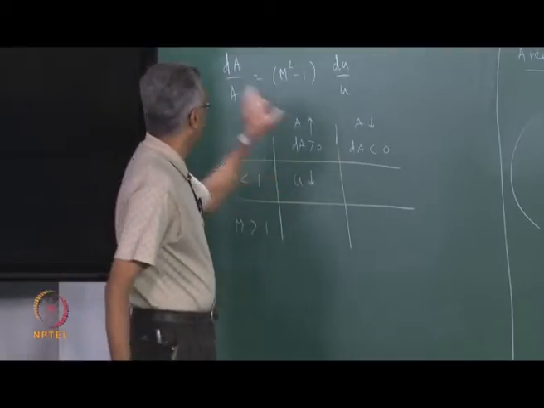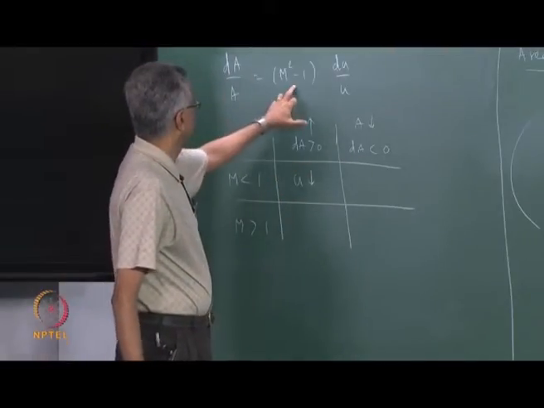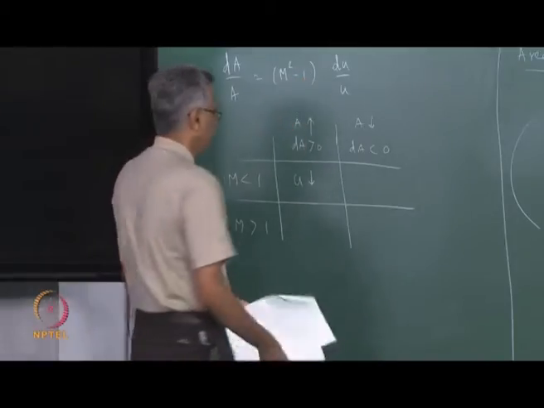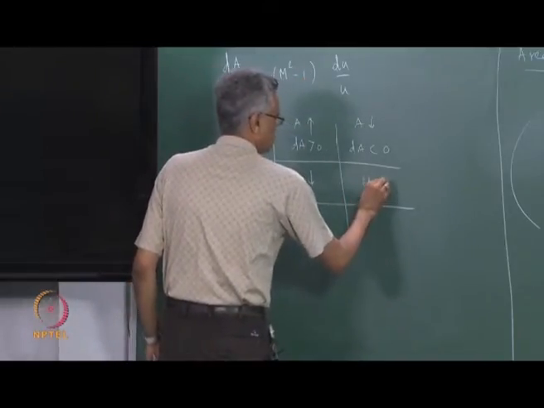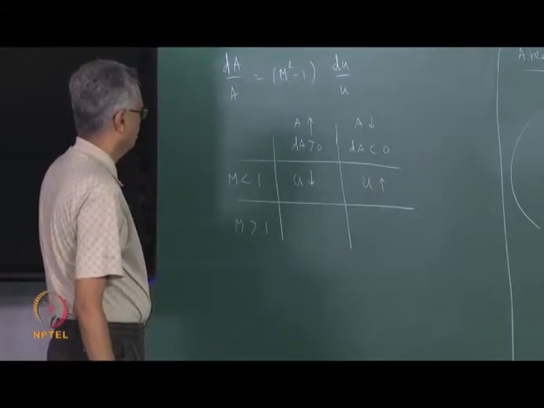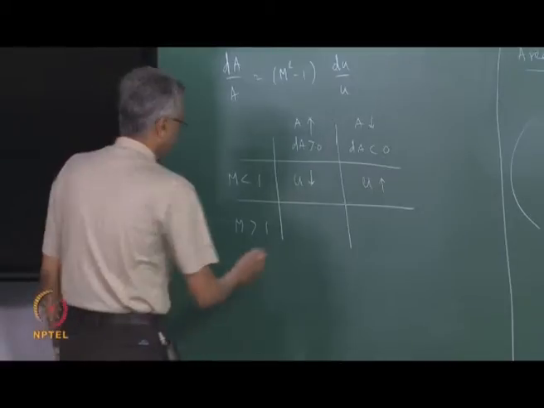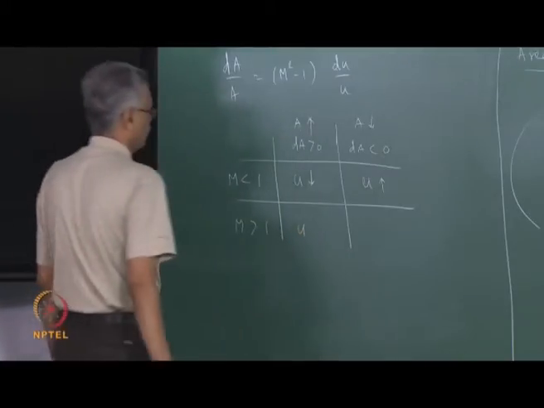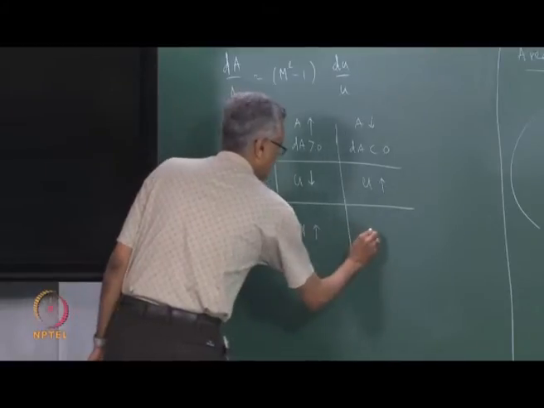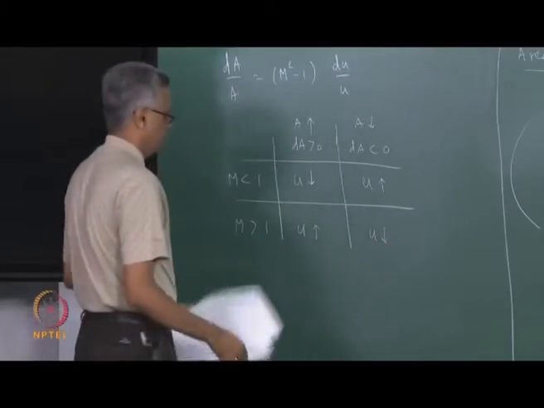Similarly, if dA is negative, this term is also negative for a subsonic flow, so du becomes positive, so u increases in a converging passage for a subsonic flow. And I can show easily that for a supersonic flow, u increases in a diverging passage and u decreases in a converging passage.